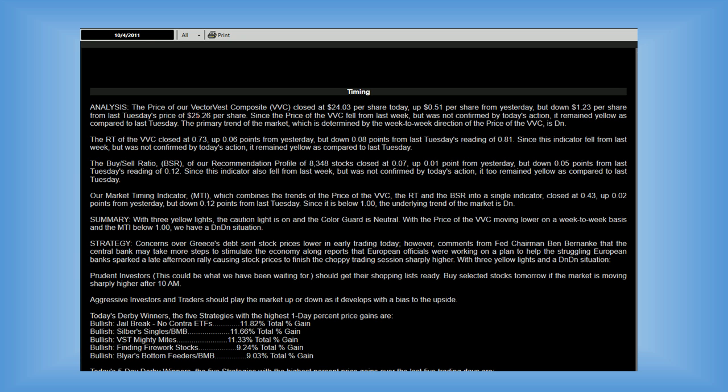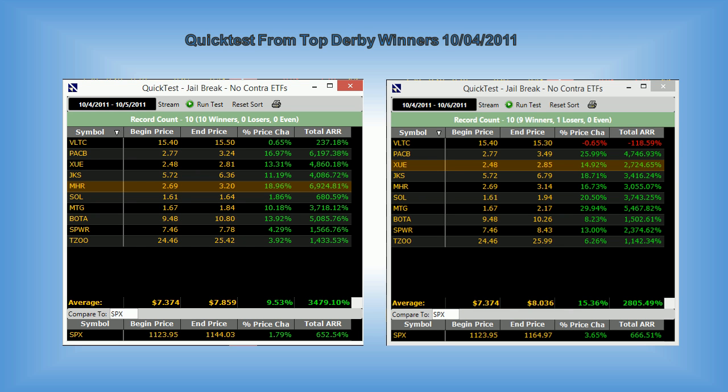We have the top 5 winners in the Derby for that day, all bottom fishing strategies. Let's take a look. Jailbreak, once again, 9.5% on 10/4 through holding it through 10/5. If we held it that extra day, it bumps up again to 15%.